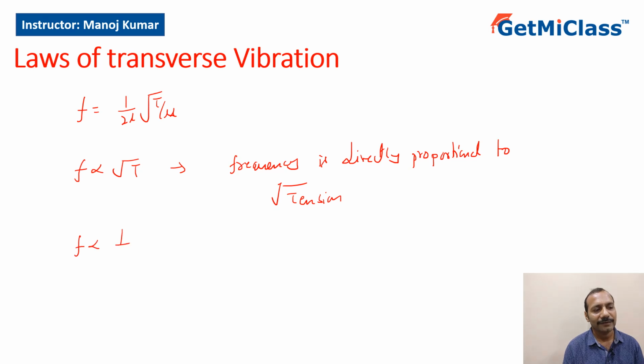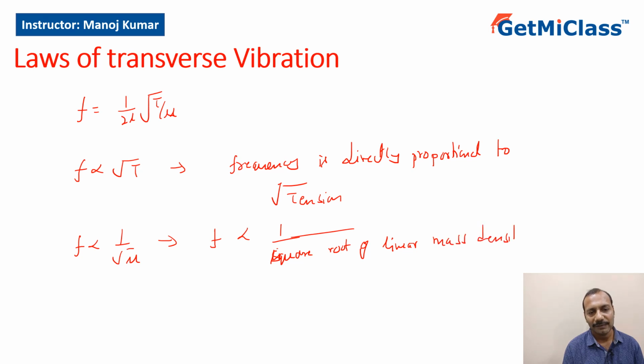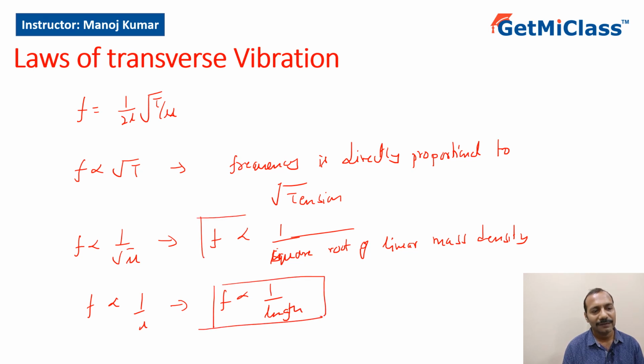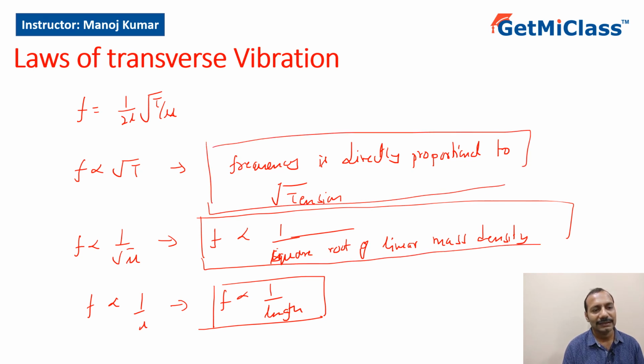The next law is frequency is inversely proportional to linear mass density. So F is inversely proportional to square root of linear mass density. This is the second law. Now don't bother about the number of the law, this is the law. And F is inversely proportional to length. These are the three laws. That is how the frequency varies with length, how the frequency varies with linear mass density, and how the frequency varies with tension. So these three equations are called laws of transverse vibrations of strings.